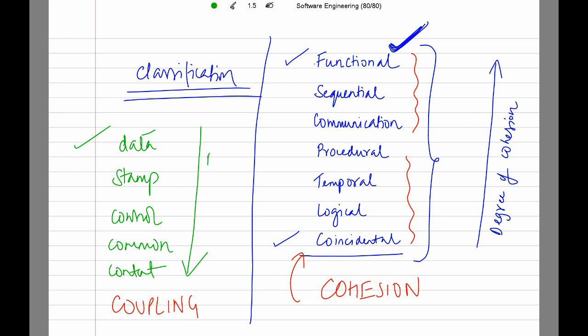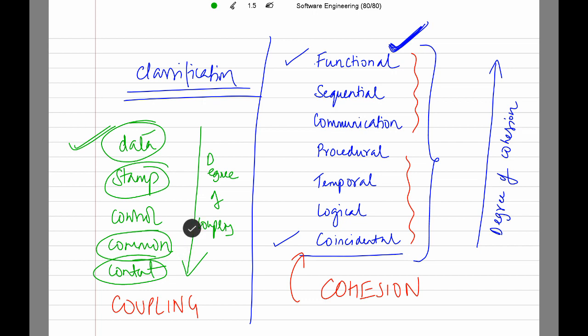That means this is the degree of coupling. If we have data coupling amongst the modules, the degree of coupling is low, which is good, right? We need to achieve low coupling and we need to achieve high cohesion. So if we get data coupling, that's the best. Stamp is better than data, a little worse than data, but still it's not bad. But if you have content coupling and common coupling, then it is bad for your design.